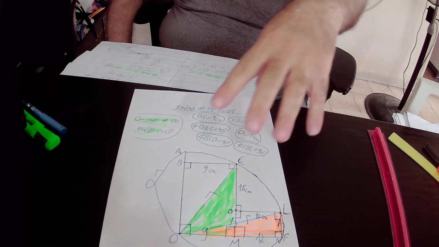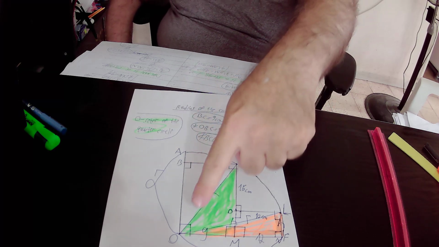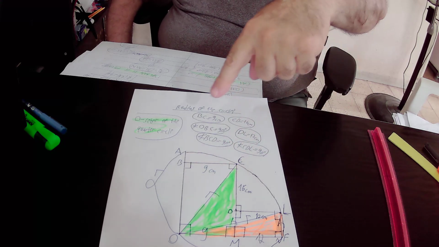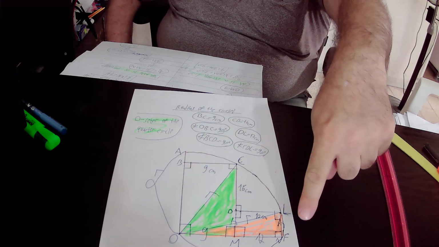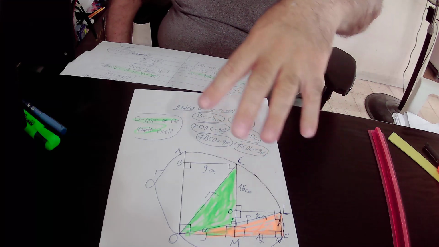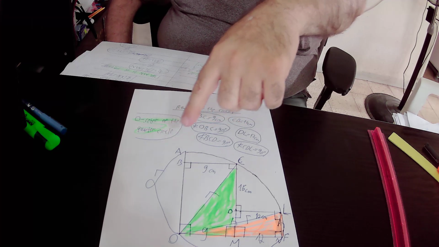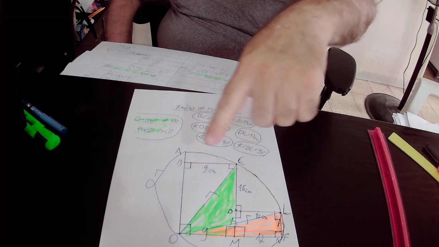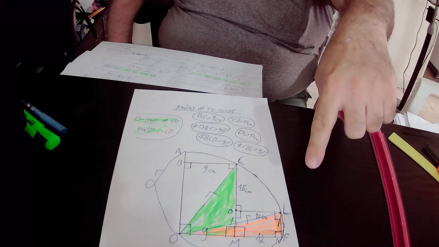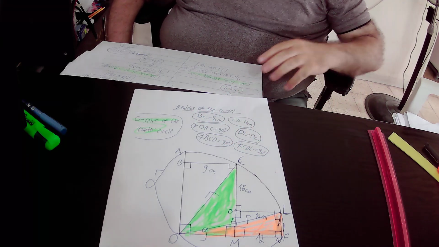Because this is a quarter circle, point O is the center of the quarter circle. This angle equals 90 degrees, and sides AO and OF are both radii of this quarter circle. We define the radius of the quarter circle as R, therefore AO will be equal to R, and OF will also be equal to R. They are both the radii of the quarter circle.